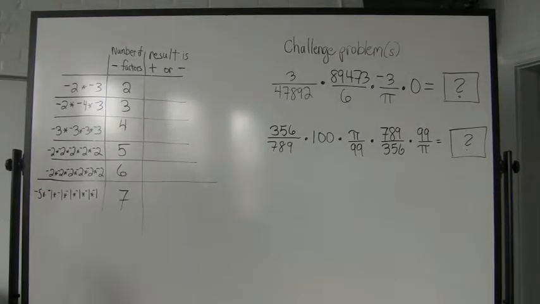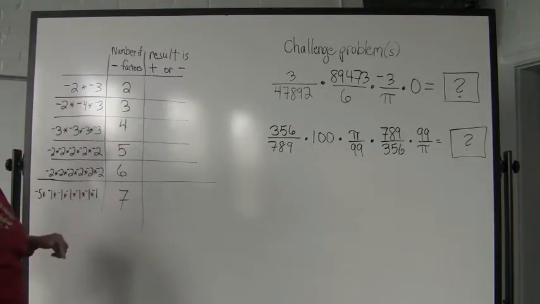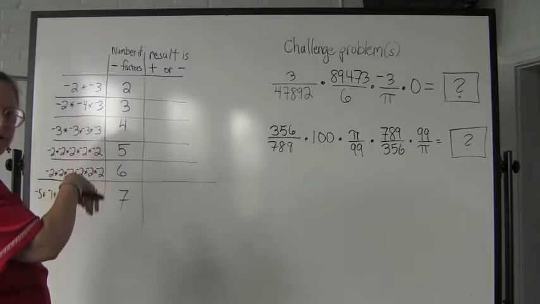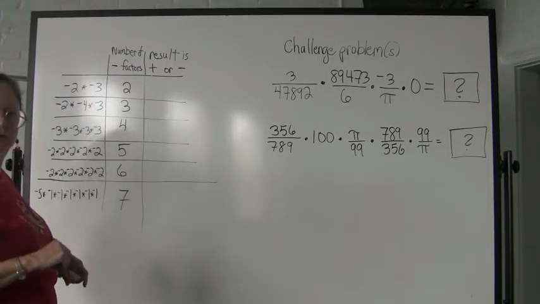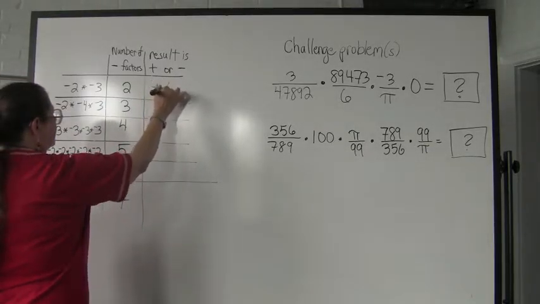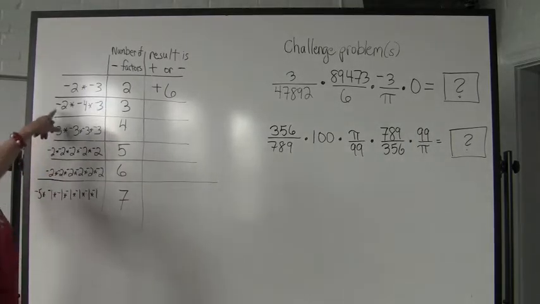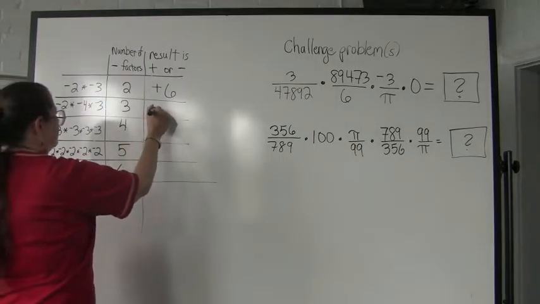All right, what happens if we have 2 negative numbers, 2 negative factors, and we multiply them together? Do we get a positive or a negative answer? Let's see if we can find a pattern here. Negative 2 times negative 3, there's 2 numbers being multiplied, 2 negatives. That gives us a positive 6. Right? Negative 2 times negative 4, that's a positive 8.